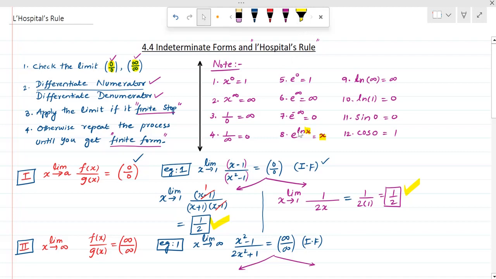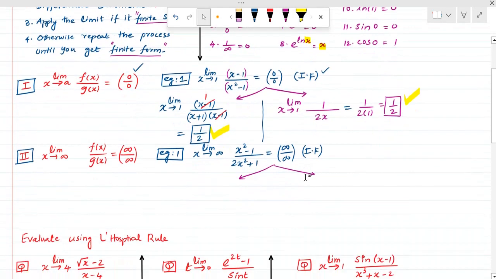So we will solve the next problem, with infinity. What will we do for infinity? In the infinity case, when you apply the limit, you will get infinity over infinity, which is an indeterminate form. And how will you solve it? By using the limit.